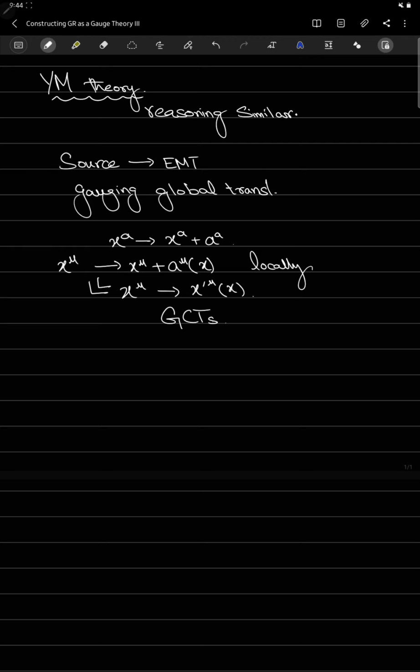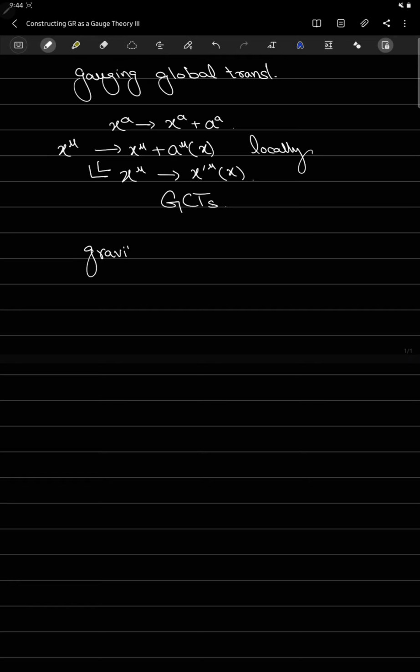Right. So here we will realize the very first difference between gravity and Yang-Mills theory. So we'll see the difference between these two, and that would be the case of gravity, in which we gauge one of the space-time symmetries of the original theory, right?